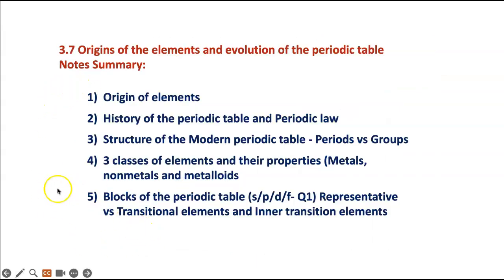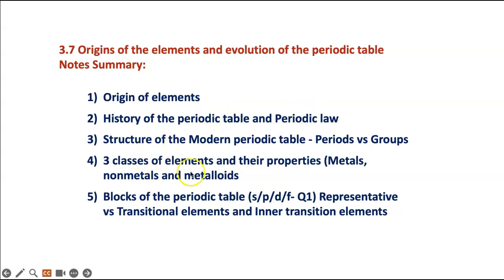So, review of the main points. We discussed the origin of the elements. We talked about the history of the periodic table, how Mendeleev arranged his periodic table based on atomic mass and found the periodic properties of repeating chemical and physical properties so that he could predict missing elements. And today we talked about a periodic table where atoms are arranged based on atomic number or number of protons, because we want to account for isotopes of elements being in the same periodic table tile, not in two different ones.